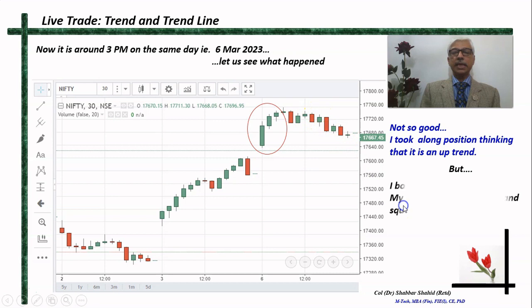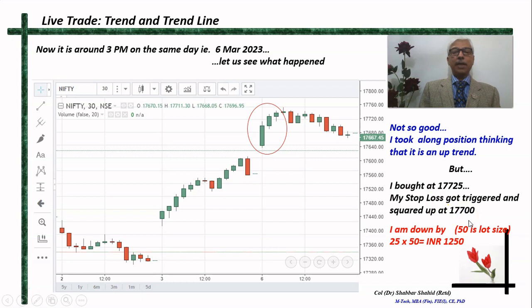So obviously, my stop loss would have got triggered and I am in a small loss. I bought at 17,725, somewhere around here, and I had placed a stop loss at 17,700. So I am down by, not 50, I am down by 25 points, but 50 is the lot size of Nifty. So I am down by 1,250 rupees.